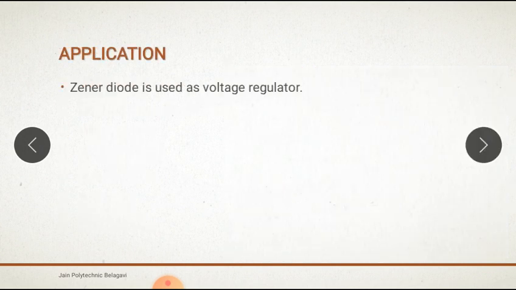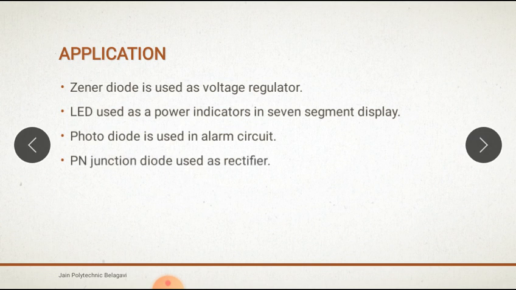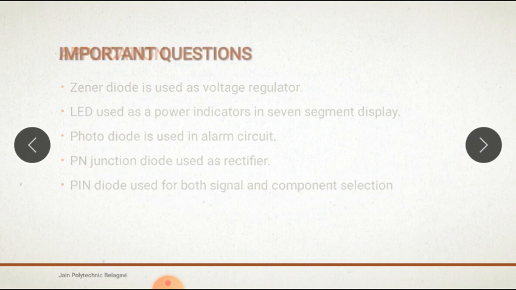Applications. As I have explained, the Zener diode is used as a voltage regulator, LED is used as a power indicator and in 7 segment displays. Photodiode is used in alarm circuits. PN junction diode is used as a rectifier. PIN diode is used for both signal and component selection.